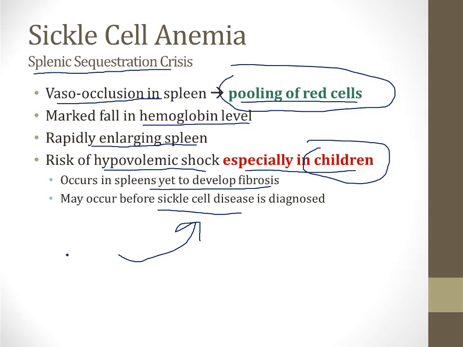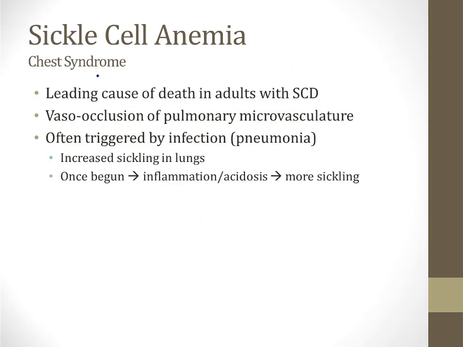Another very common complication of sickle cell anemia that you are likely to see on your clinical rotations is called the sickle cell chest syndrome. In this complication, there is vaso-occlusion of the pulmonary microvasculature, and this is a very serious condition. It's the leading cause of death among adults with sickle cell disease. This is often triggered by infection, especially pneumonia. This will increase the amount of sickling in the lungs.